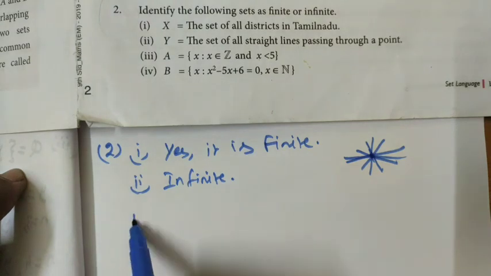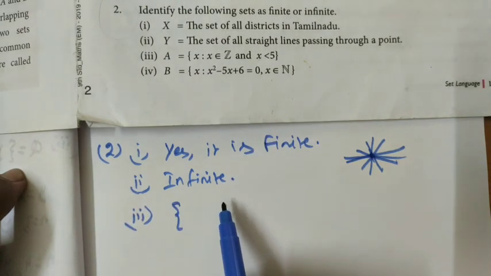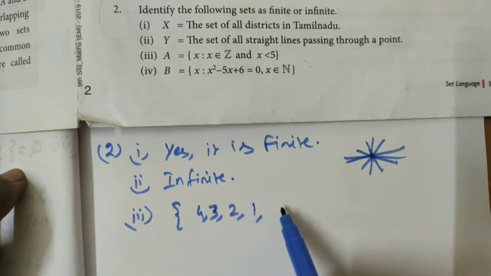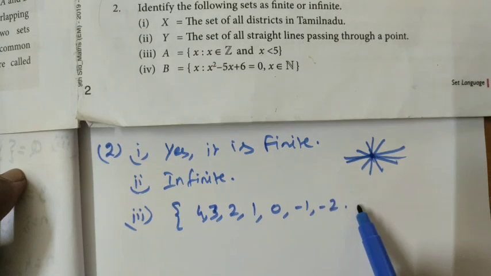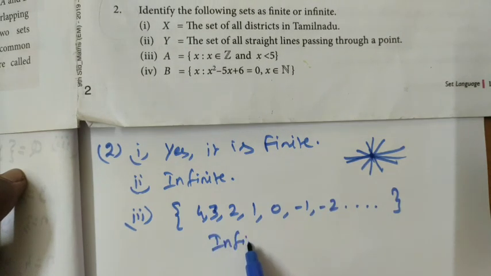And then third Roman number, A is equal to {x such that x belongs to Z and x is less than 5}. What are the elements? The integers less than 5 are 4, 3, 2, 1, 0, minus 1, minus 2, and it goes on. So clearly it is an infinite set.